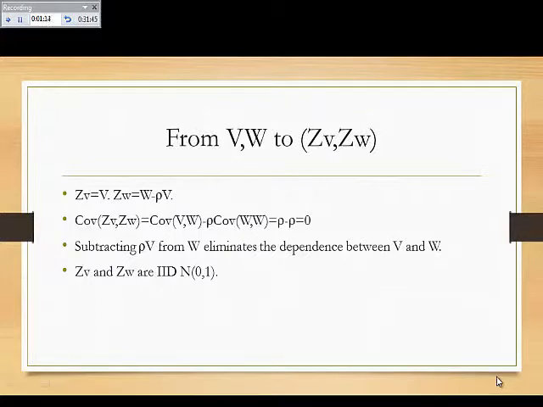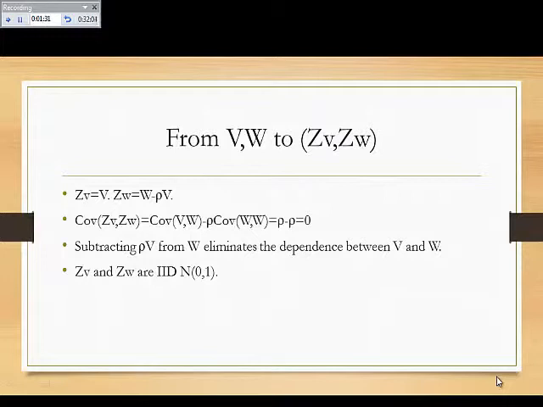Exactly, rho is the correlation. So rho V is exactly the part of W which is coming from V. So when I take W minus rho V, this part is going to be independent of V. That's very important. So now I have defined these two variables.